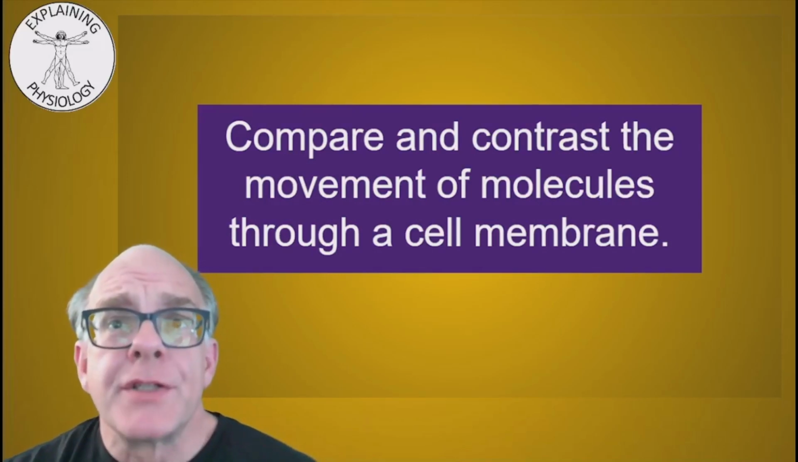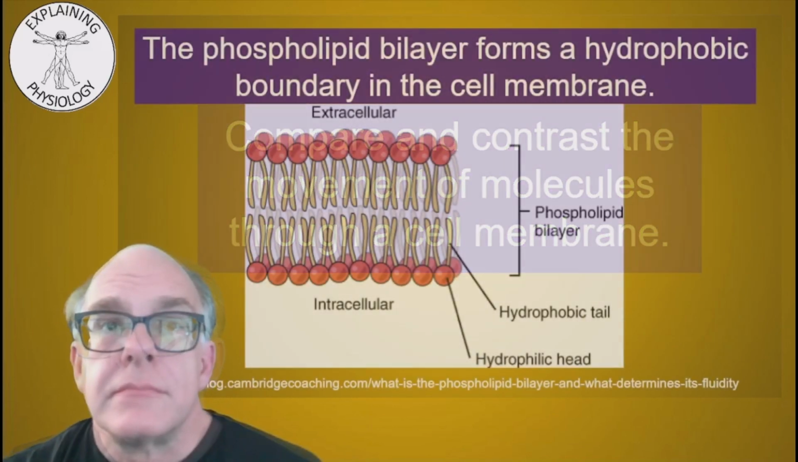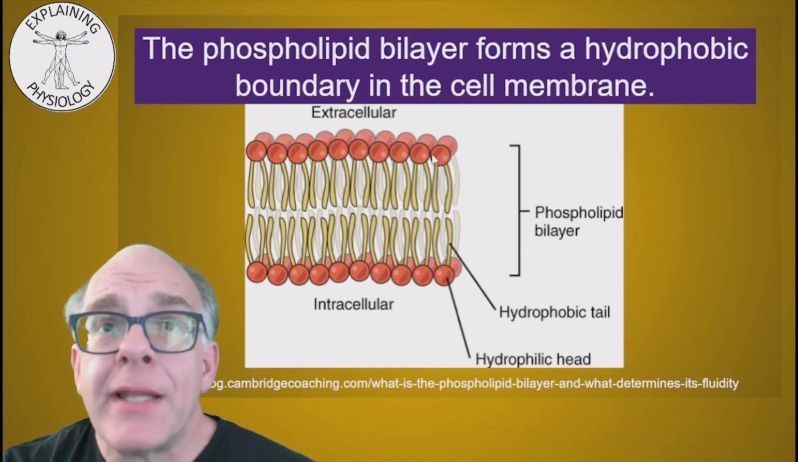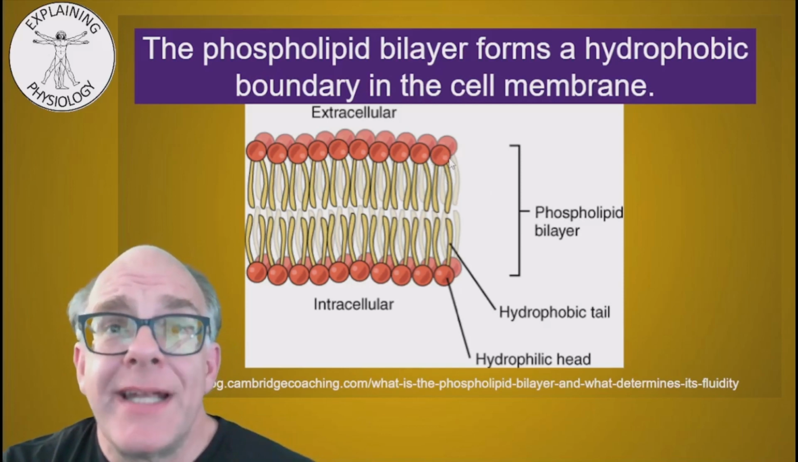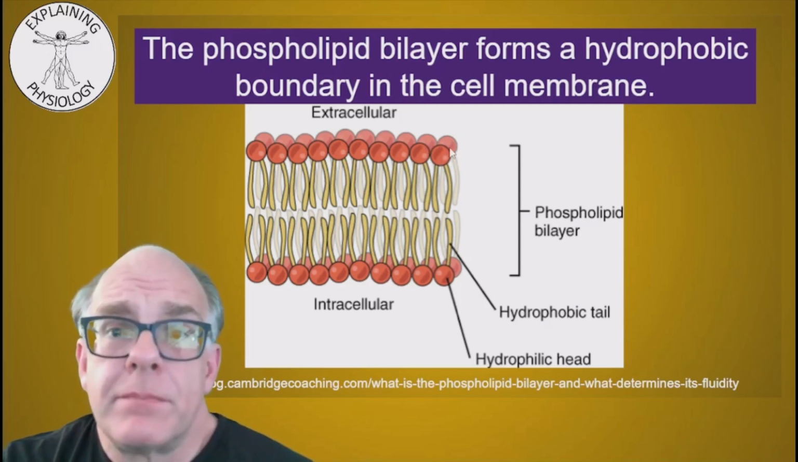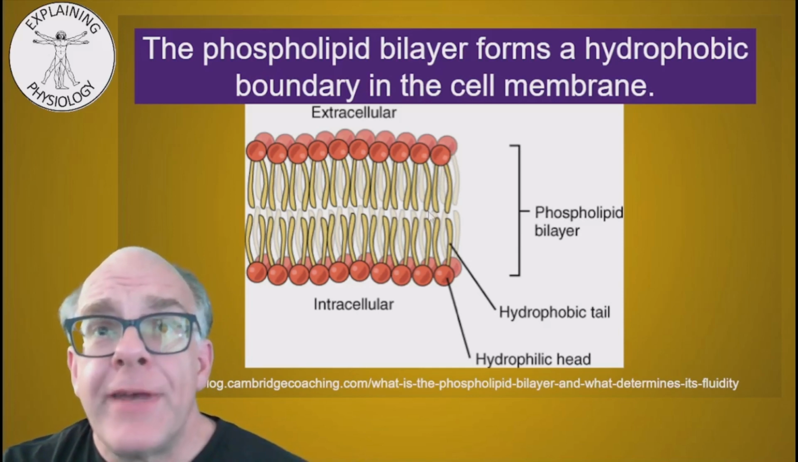Compare and contrast movement of molecules through a membrane. Within our cell membrane, we've got a phospholipid bilayer. The phospholipid is an amphipathic molecule which has a phosphate-containing head with a charged region, which is going to make it hydrophilic. We've got fatty acid tails.